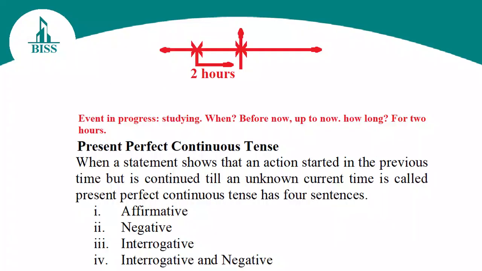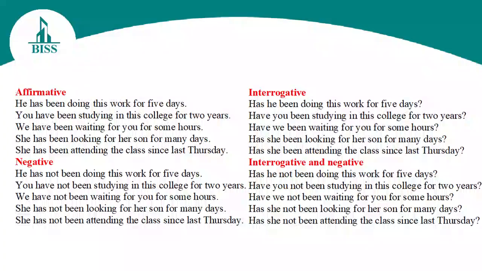Present perfect continuous tense. When a statement shows that an action started in the previous time but is continued till an unknown current time, it is called present perfect continuous tense. It has four sentence types. Affirmative. He has been doing this work for 5 days. You have been studying in this college for 2 years. We have been waiting for you for some hours. She has been looking for her son for many days. She has been attending the class since last Thursday.